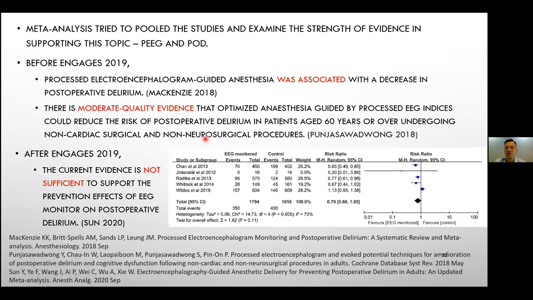There are also several meta-analyses published along the way to examine the strength of evidence between processed EEG and post-op delirium. Before the ENGAGES trial of 2019 was published, McKenzie basically concluded that processed EEG-guided anesthesia was associated with a decrease in post-op delirium. Also, Punjasawadwong found moderate quality evidence that optimized anesthesia guided by the processed EEG index could reduce the risk of post-op delirium in patients aged 60 and above, undergoing non-cardiac and non-neurosurgical procedures.